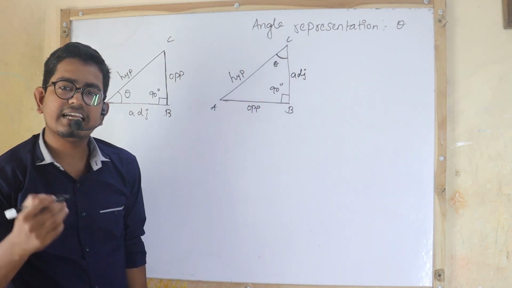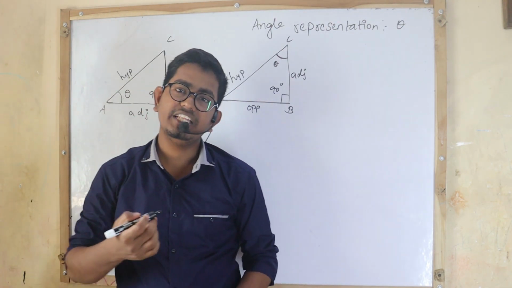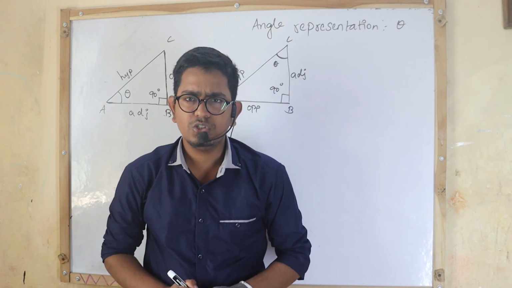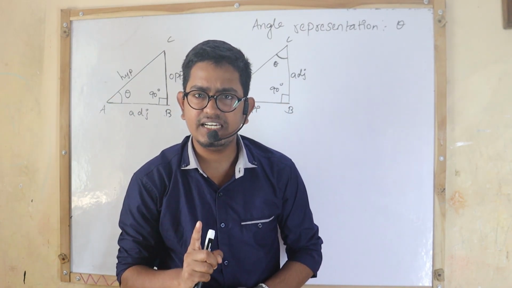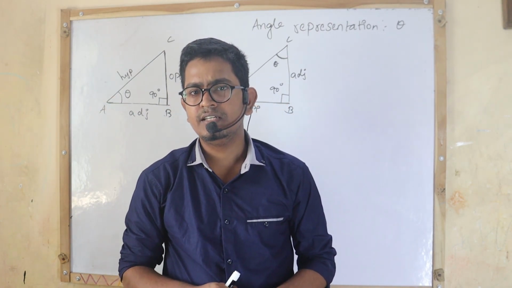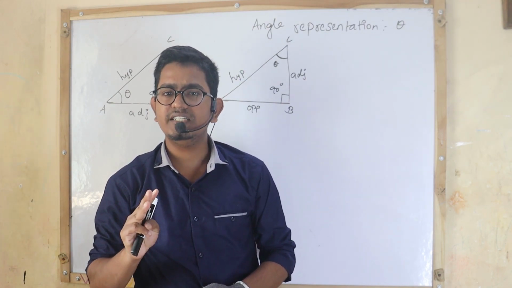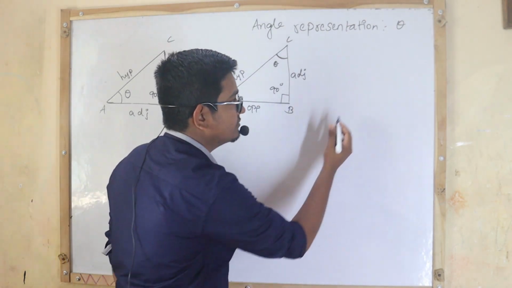Now it would have been clear to you how to find the adjacent side, how to find the opposite side, and how to find the hypotenuse side. So first thing you have to mark is the hypotenuse side. Second, you have to mark the opposite side, and the third is the adjacent side. Now I'm going to give you one more triangle.